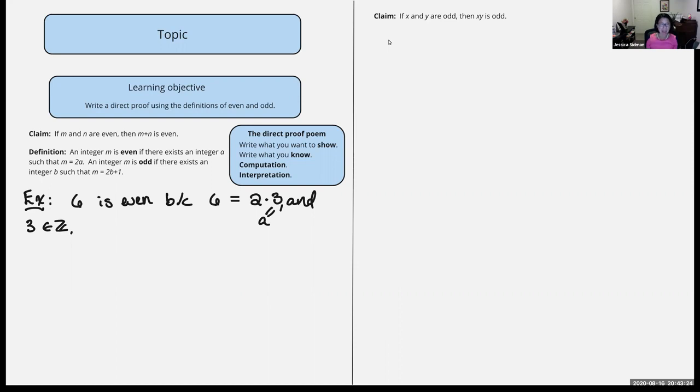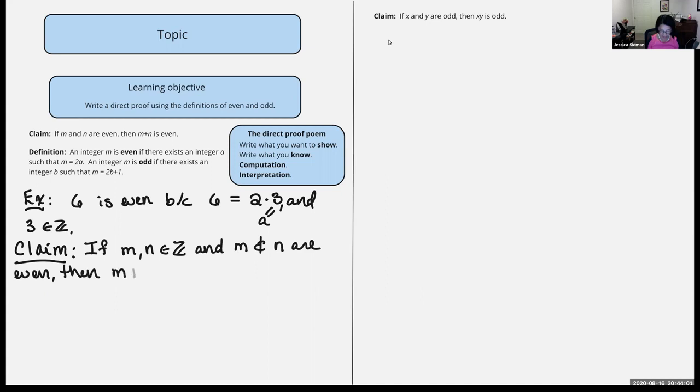So let me show you how to prove this claim, that if m and n are even, then m plus n is even, using this definition. Okay, here's our claim. If m and n are integers and m and n are even, then m plus n is also even.